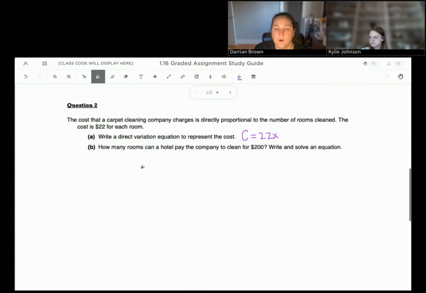All right, let's look at part B. It says, how many rooms can a hotel pay the company to clean for $200? Write and solve an equation. Okay, what do y'all think about that one? You're going to make a proportion.